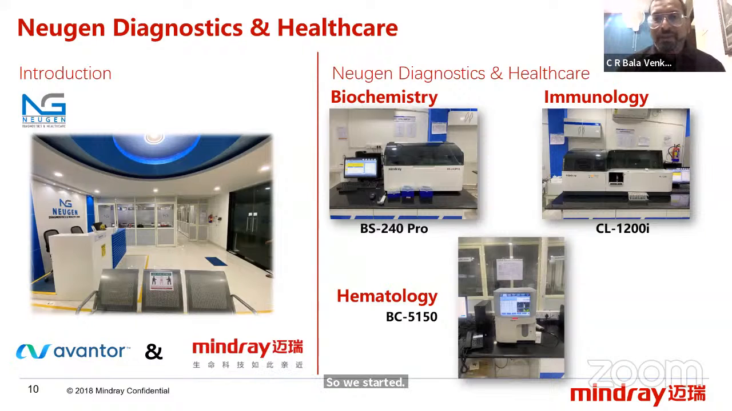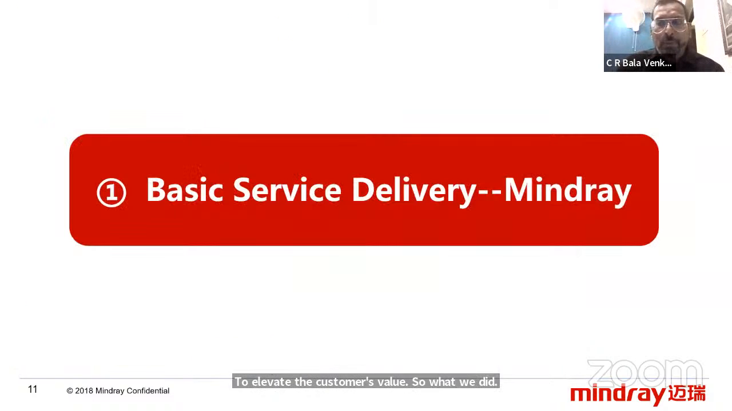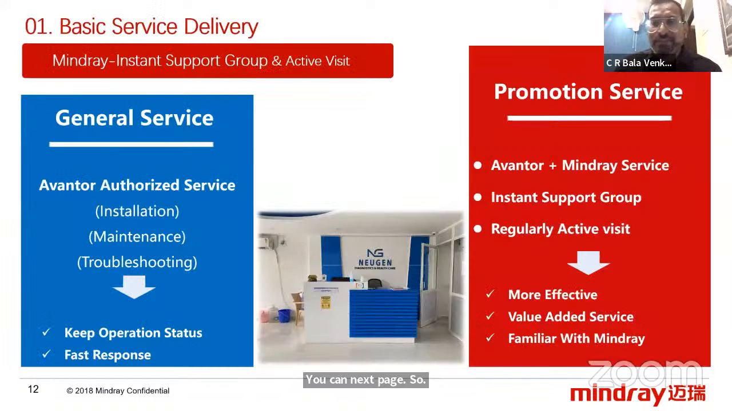So what we did, next page please. We carried out our basic deliveries. So we inspected. Initially we aligned our channel partner, who is our channel partner, whether they are delegating all the operations, whether the response is fast and good. So we have ensured that. Then what is it that we can do for our customers, because they believed and they have purchased Mindray equipment. So what is it that we can provide? So this is what we try to do: more effective support, value-added services, and familiarity with Mindray.